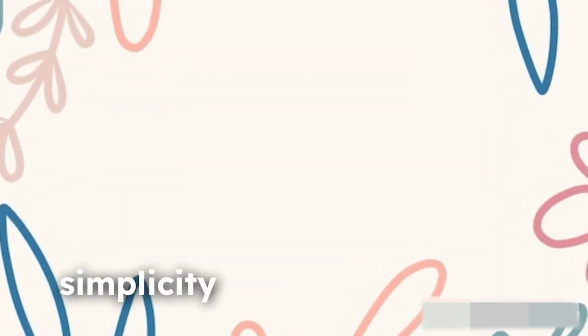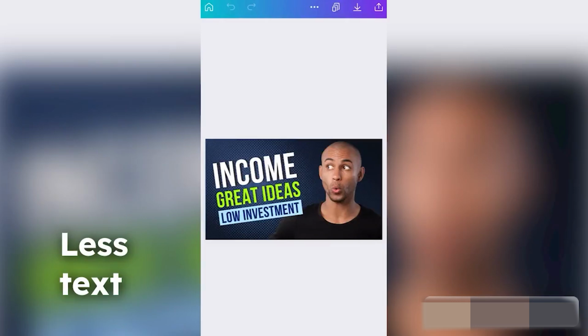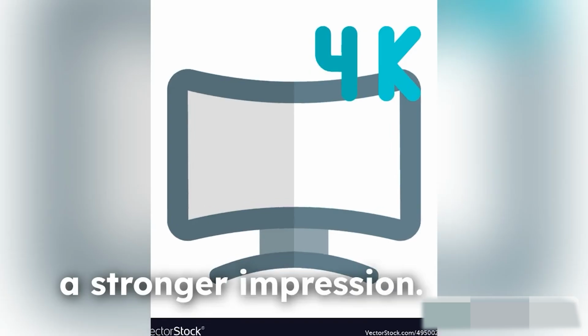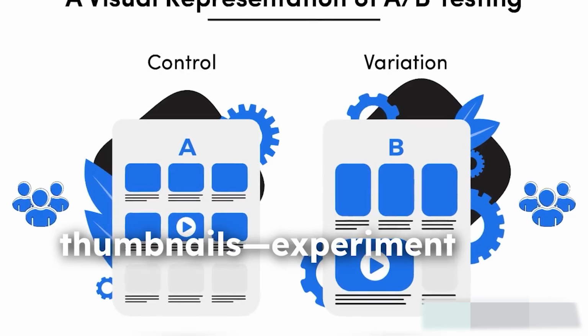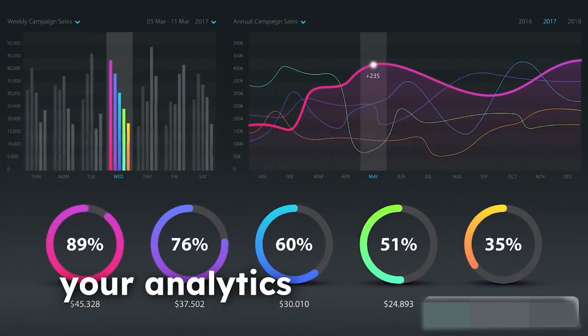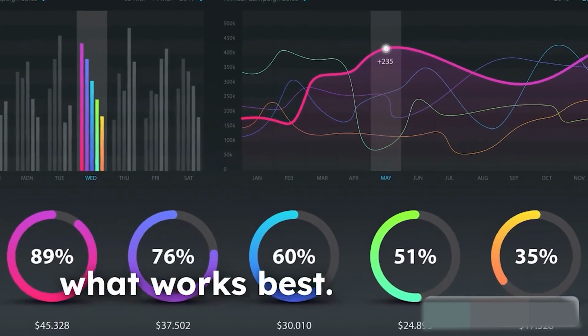Avoid clutter, simple is better, less text, clear visuals. Test with A/B thumbnails, try different versions and check analytics. That's how you create viral thumbnails in seconds using AI.